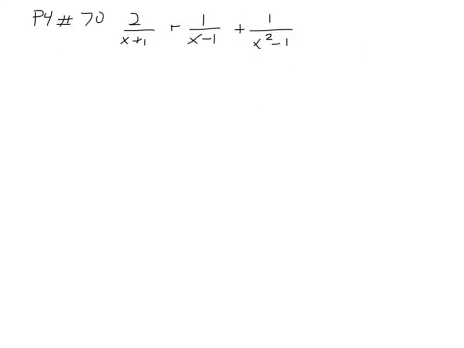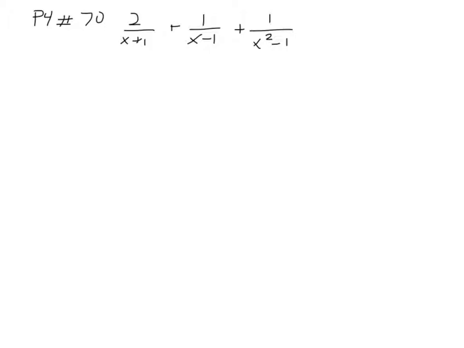Problem number 70. We're going to add up three rational functions here: 2 over x plus 1, plus 1 over x minus 1, plus 1 over x squared minus 1. Now, since we want to add these fractions, what we need to do is have a common denominator for all of them. So what's the smallest common denominator we can get?